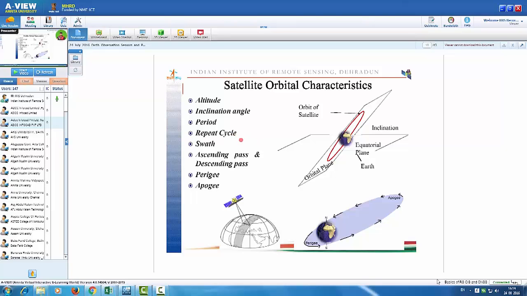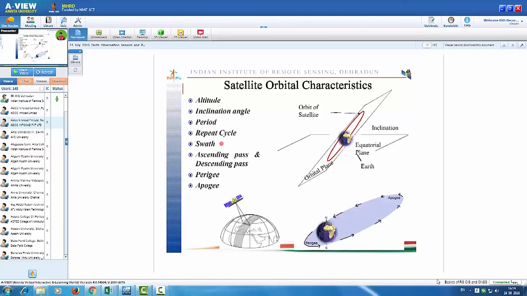Now coming to repeat cycle. Repeat cycle means, as I have given you one example, that Earth is continuously rotating from west to east and the satellite is revolving from North Pole to South Pole. Suppose one revolution is completed, and after some days the same orbital pass is made by that satellite, that is called the repeat cycle. Then coming to swath.